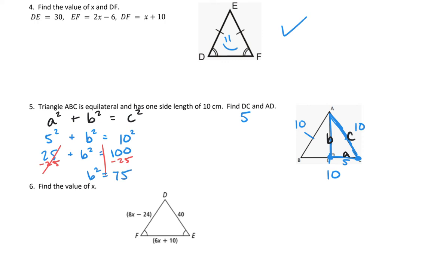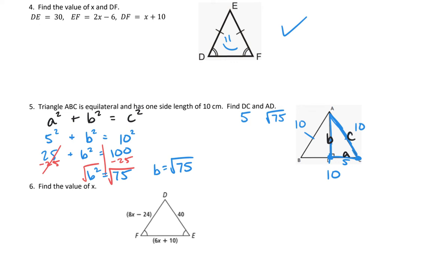And then lastly, to undo a square, you square root it. B equals the square root of 75. You could give me a decimal number, but I don't really care. So the length of AD is the square root of 75. Eventually in this class, I'll teach you how to simplify that.